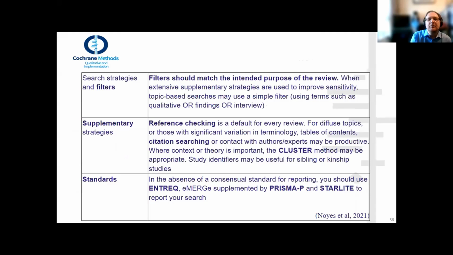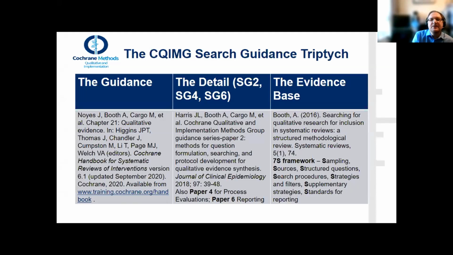Use the supplementary techniques such as citation searching and related article searching, and use Prisma P and Starlight, as well as a generic reporting standard like NTREC. And this is what we call the triptych, the 3 areas where you can find more details on searching for qualitative research.